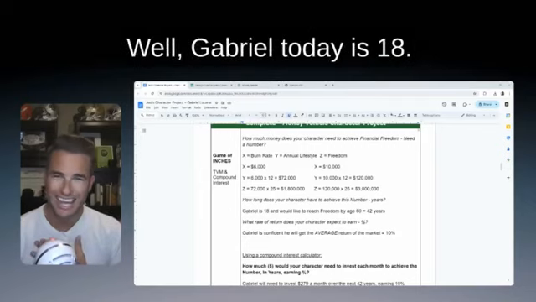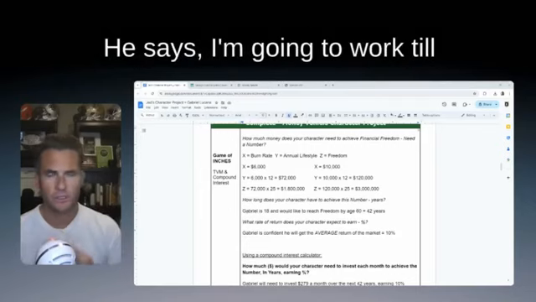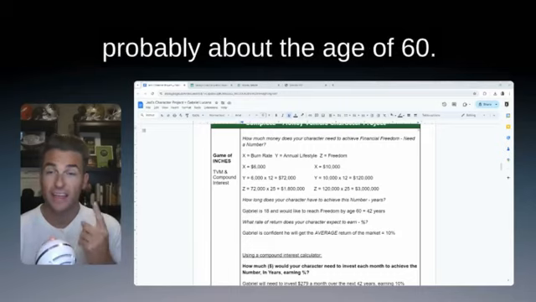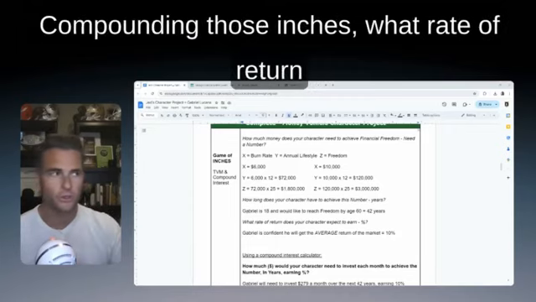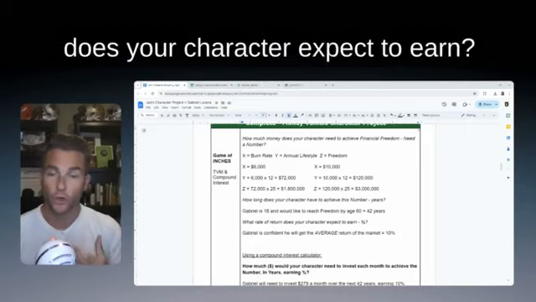How long does your character have to reach this freedom number? Well, Gabriel today is 18. He says, I'm going to work till probably about the age of 60. That gives me 42 years. Time value of money, compounding those inches. What rate of return does your character expect to earn?